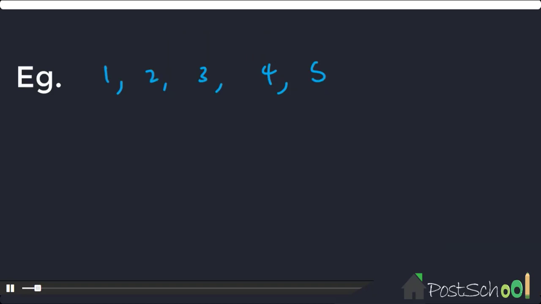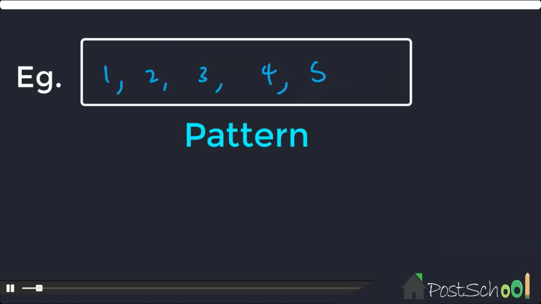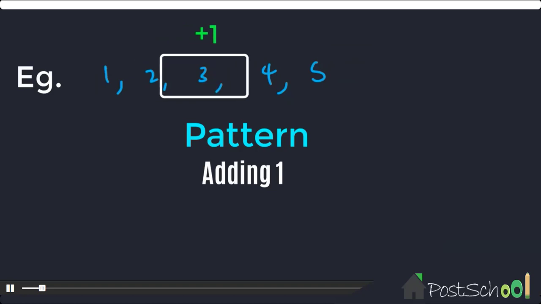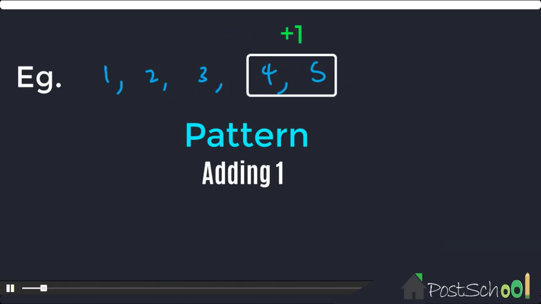Why? We can see that there's a pattern with these numbers. So 1, 2, 3, 4, 5, you can see that we are adding 1 in every consecutive term. Okay, so that's a sequence, just an ordered list of numbers.